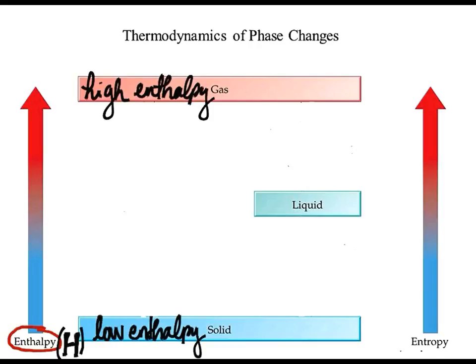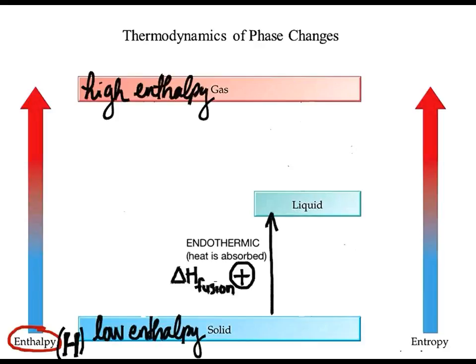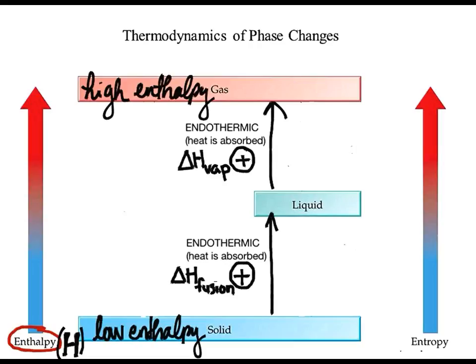If we look at conversions, those phase changes that we talked about, going from a solid to the liquid or melting, aka fusion, that is an endothermic process, which means heat must be absorbed. That means that delta H of fusion is positive. And then if we convert the liquid into the gas, because we're still moving up in enthalpy, that is also endothermic, and that heat of vaporization is what we call it, that is also positive.